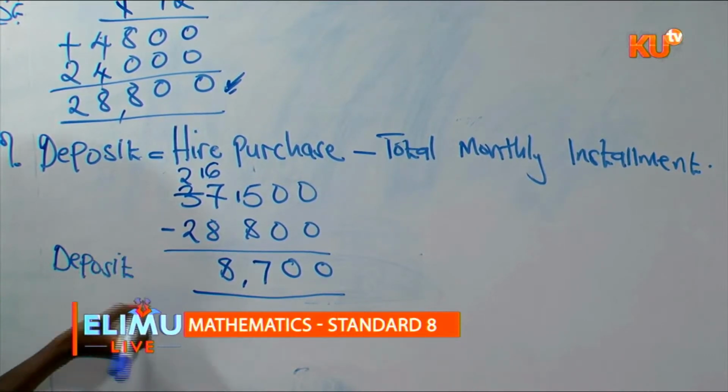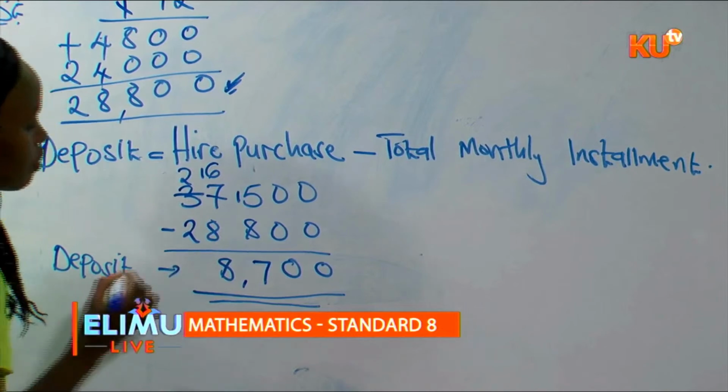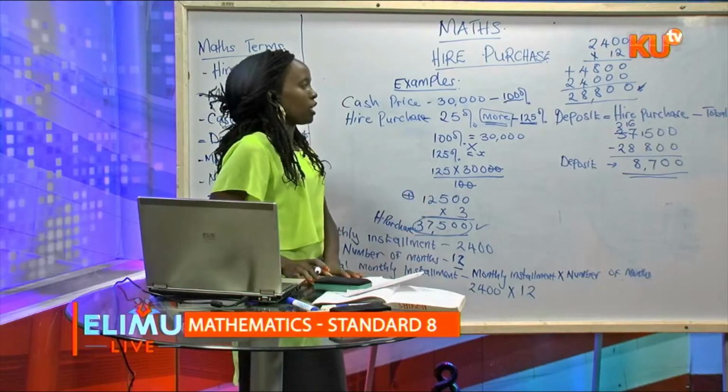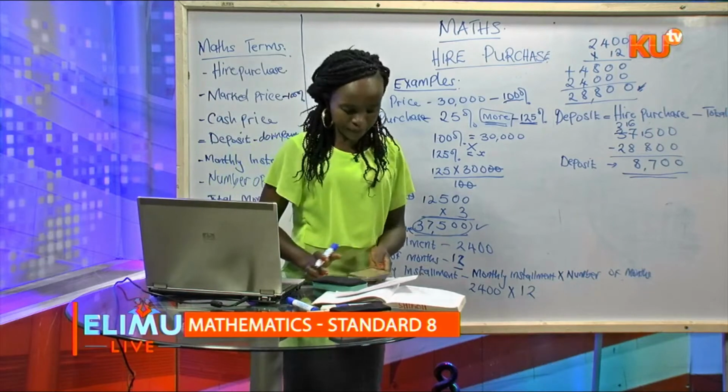It is now the deposit, and that's what the question wants us to get. The question is asking about the deposit. So the deposit was 8,700.